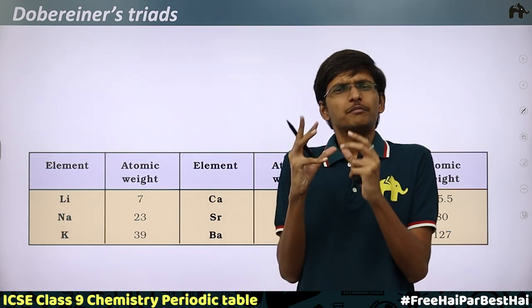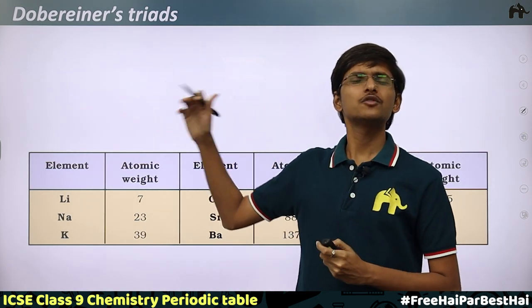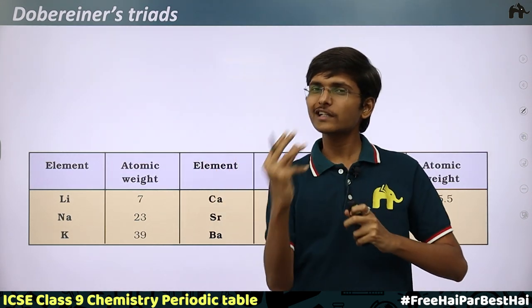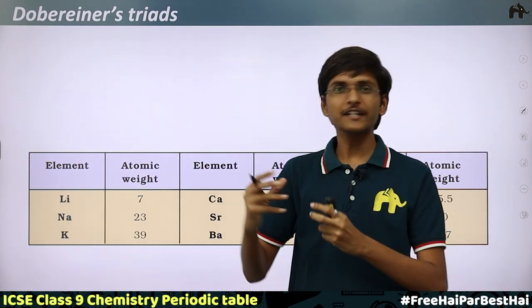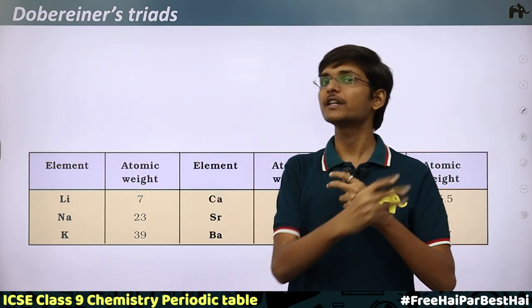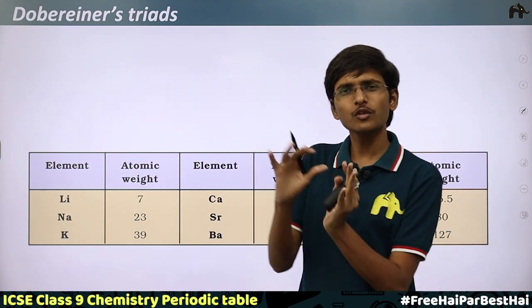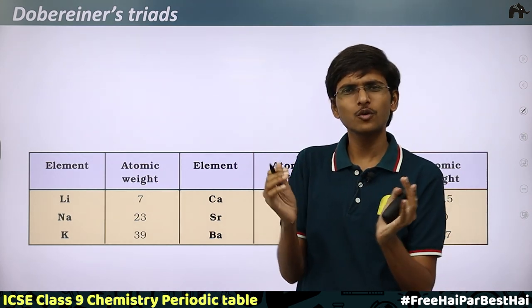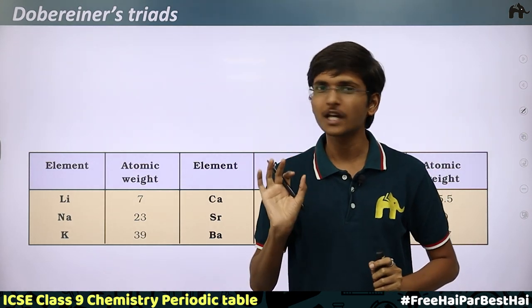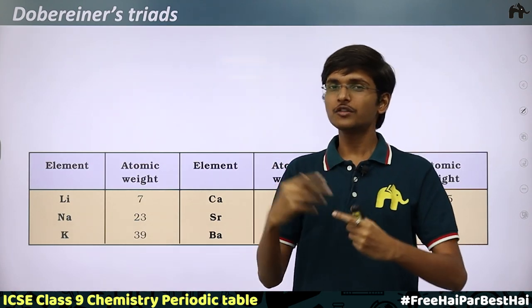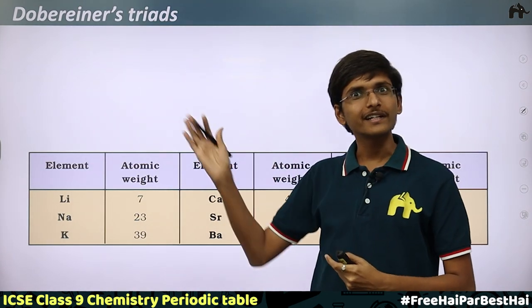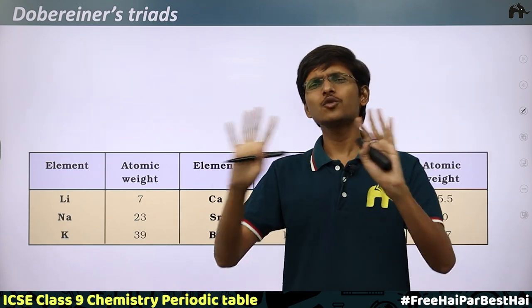So friends, before starting with this first topic, which is Dobereiner's triads, let me give you some context to understand what we are going to study from here. What do I mean by context? I'm just going to tell you a very simple story, after which you will relate to what all these scientists were trying to do. So the story was very simple.